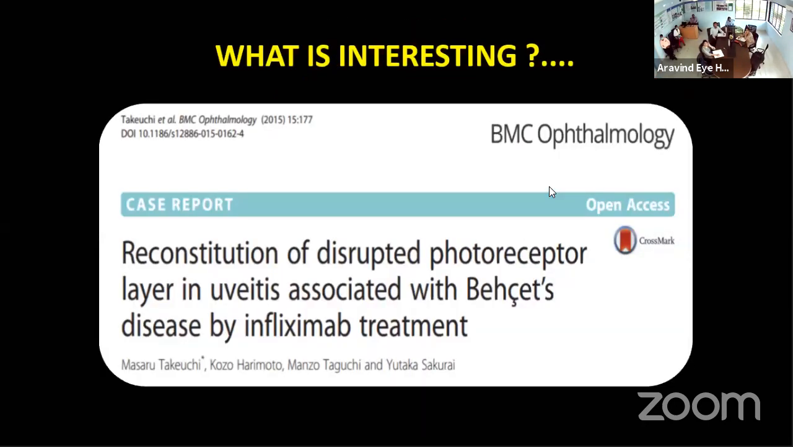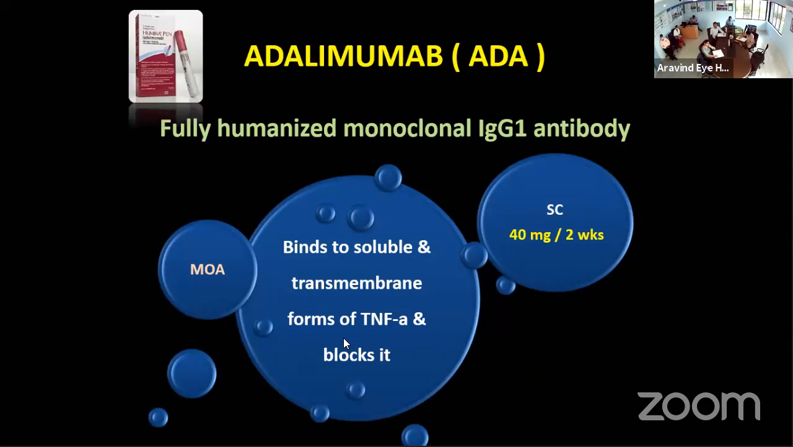What is very interesting is the reconstitution of the disrupted photoreceptor layer which happens with this wonder drug called infliximab. This really fascinated a lot of people who do studies on this drug. There is another sister drug called adalimumab. It is different from infliximab because it is a fully humanized monoclonal antibody. It binds to both the receptors, and the difference is that it is given subcutaneously, whereas infliximab has to be given IV. We are always happier giving a drug subcutaneously rather than IV, isn't it? That's why adalimumab is getting popular.